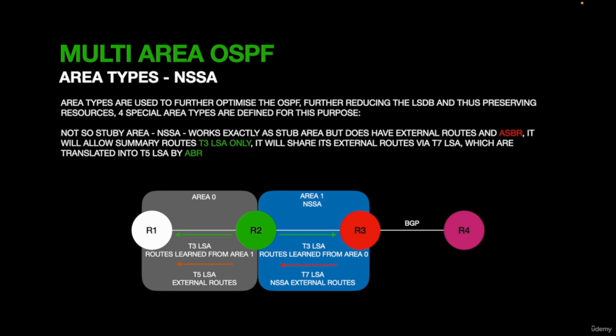We can also have the not so stubby area, and in the not so stubby area we'll have the ASBR. Basically it is working the same as a stub area, but you have a router here which is connecting to the outside world. In the not so stubby area, R2 will send the routes which it learned from other areas, and R3 will generate the NSSA external LSA, or the type 7 LSA. It will send it to R2, and R2 will transform this type 7 LSA into type 5 LSAs.